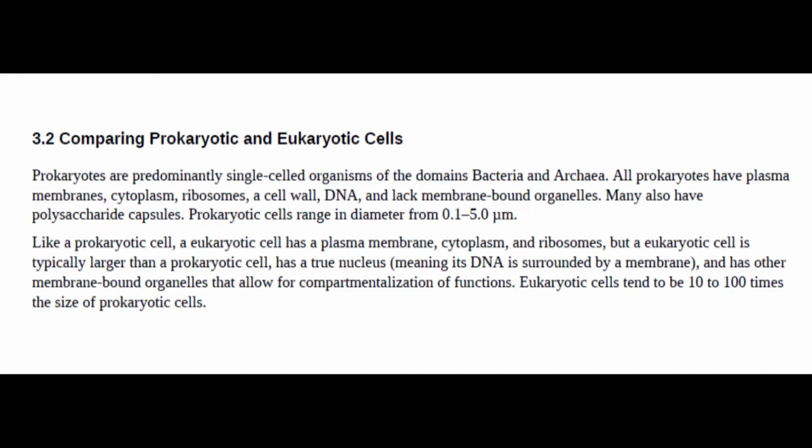Like a prokaryotic cell, a eukaryotic cell has a plasma membrane, cytoplasm, and ribosomes, but a eukaryotic cell is typically larger than a prokaryotic cell, has a true nucleus, meaning its DNA is surrounded by a membrane, and has other membrane-bound organelles that allow for compartmentalization of functions. Eukaryotic cells tend to be 10 to 100 times the size of prokaryotic cells.